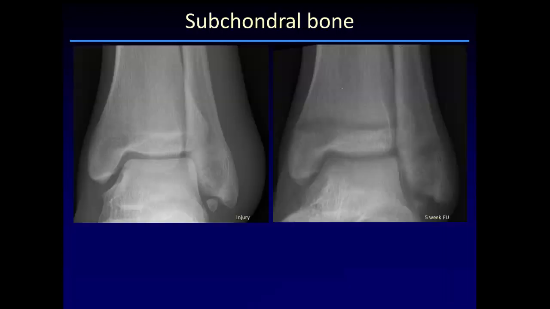We also see insufficiency fractures frequently in subchondral bone.